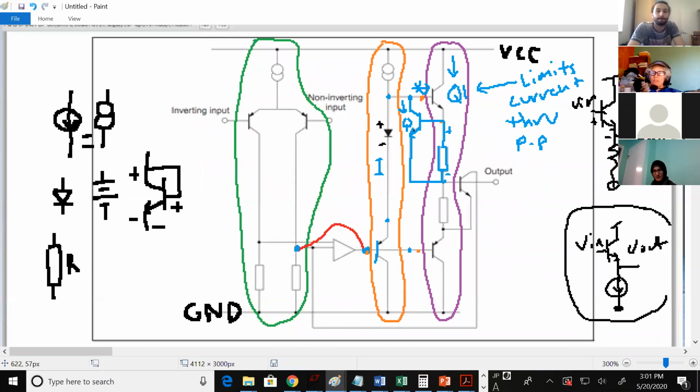Professor, are you going to post this annotated version? Sure. Okay, that'd be awesome. Thank you. Okay.